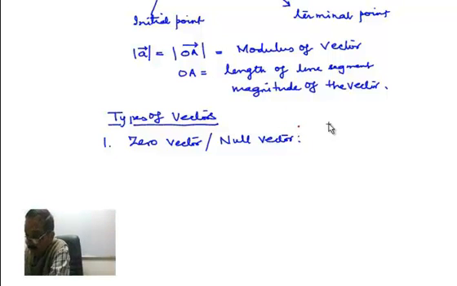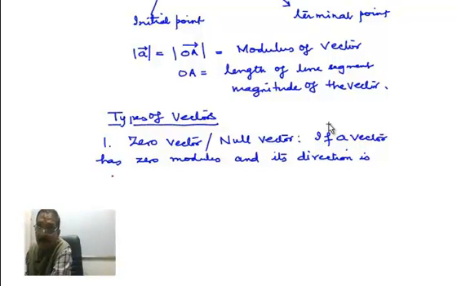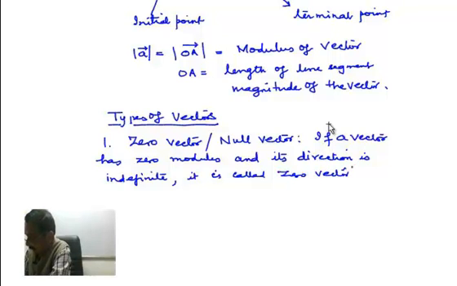So if a vector has zero modulus and its direction is indefinite, it can be any direction, it is called zero vector or null vector.